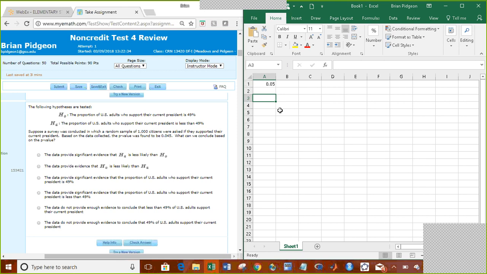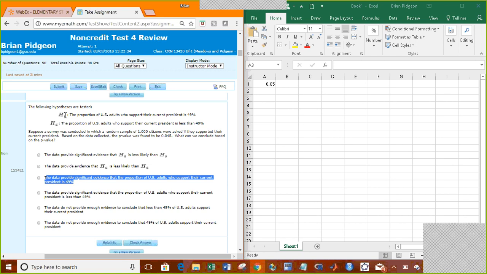When we reject, we say that there is significant evidence that we're favoring the alternative. So they had to provide significant evidence that the proportion of U.S. adults who support their current president is 49%. No, we rejected the null hypothesis in favor of the alternative of less than. So the data provides significant evidence that the proportion of U.S. adults who support their current president is less than 49%.